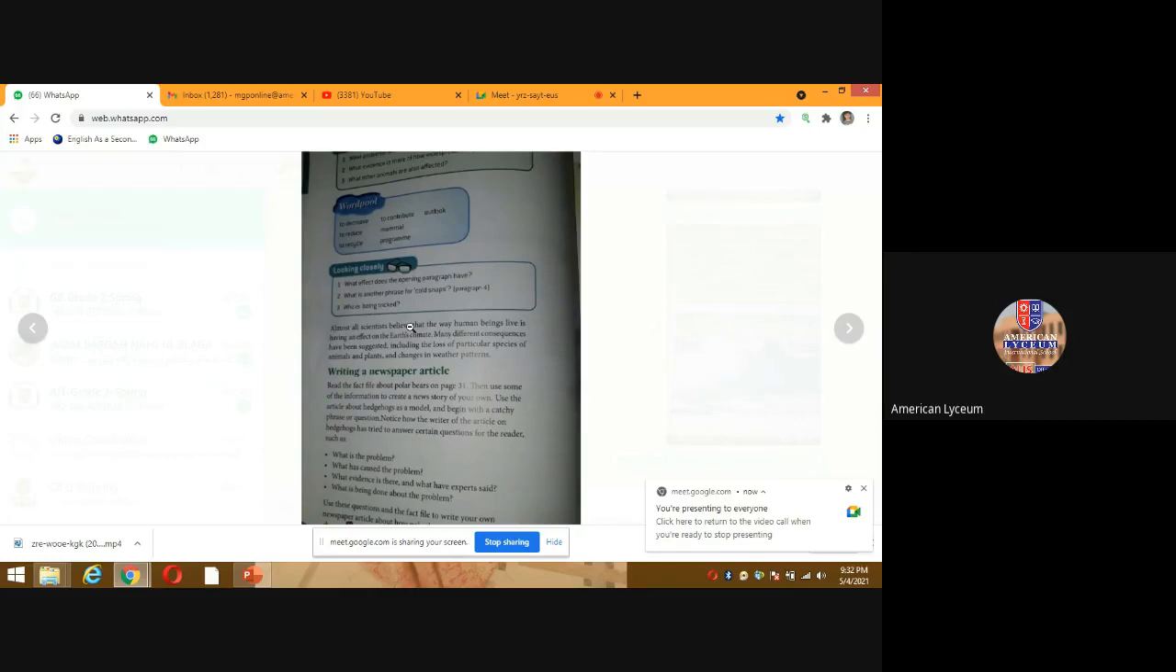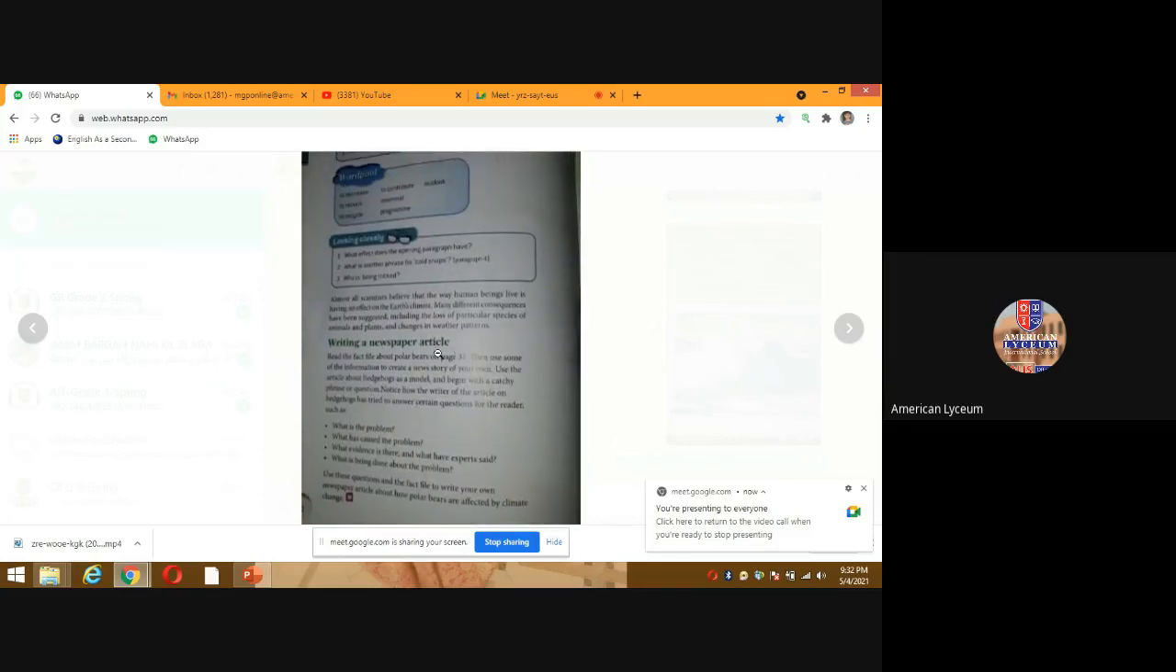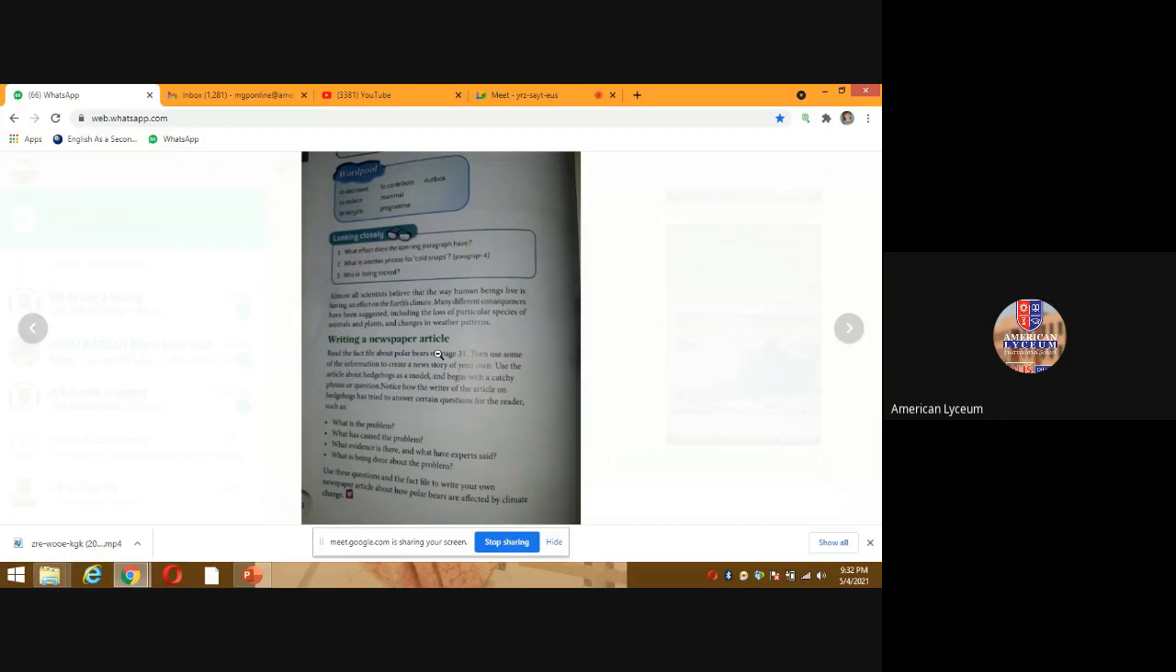Okay, so here they are saying that read the fact files about polar bears. We have to read the fact files about polar bears, and we have to create a story of our own. Use the article about hedgehogs as a model. The article about hedgehogs that we read yesterday, we have to look at this article. And in the same way we have to write an article about polar bears. Why polar bears are also declining in number. Same situation, same topic, but the animal is changed. It was written about hedgehogs, but in this new story we will write about polar bears.